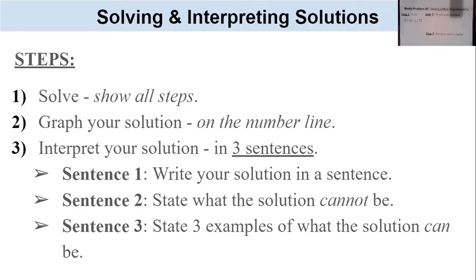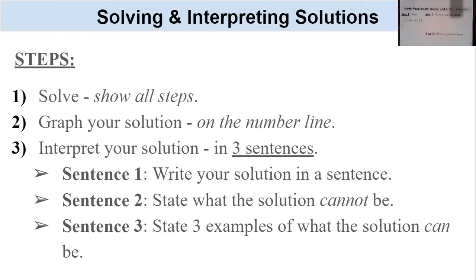So in the last class, we did this in 3 steps, and we just want to emphasize this, right? So in the first step, you are solving and you are showing all steps. Then you're graphing your solution on a number line, and you're interpreting your solution in 3 sentences. Now we want to be clear on what those 3 sentences are. Okay, so the first sentence, you're writing your solution in a sentence. So if I have like x is greater than 2 is my example, you're writing it out. A lot of you guys did well with that in the last lesson.